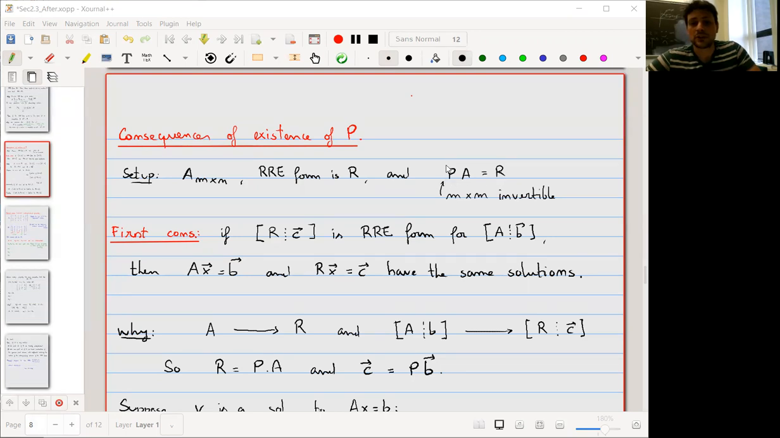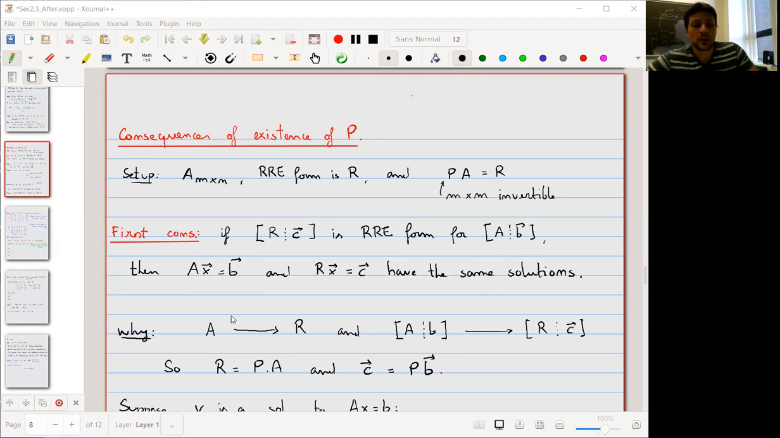The first consequence of the existence of the matrix P is the following. If we consider an augmented matrix AB, and we suppose that its reduced row echelon form is the matrix R and some other vector C, then what we know is that the linear systems AX equals B and RX equals C have the same solutions.